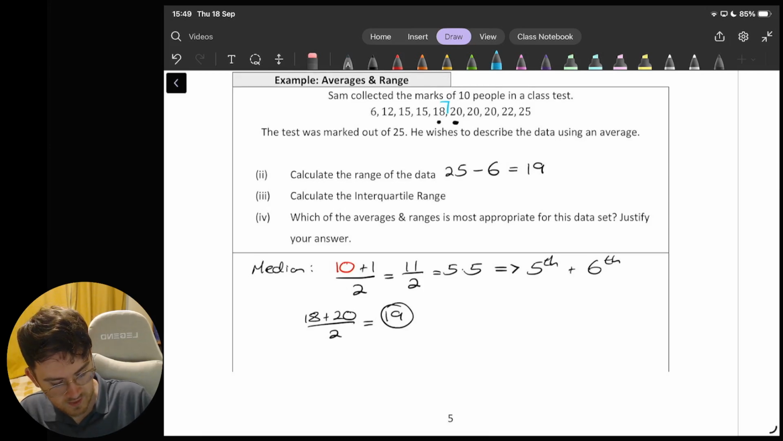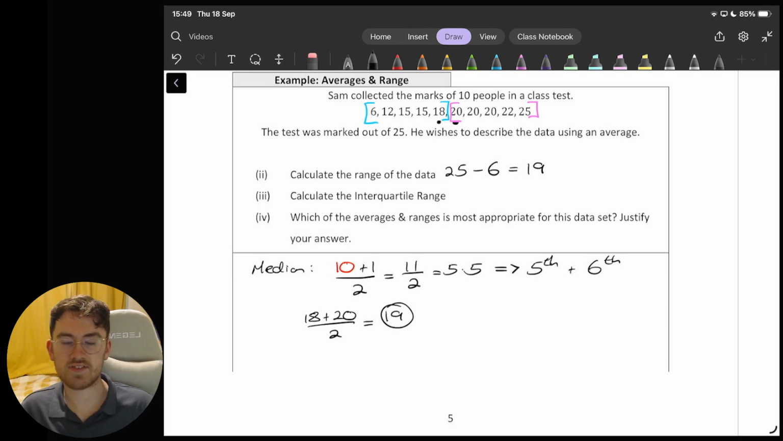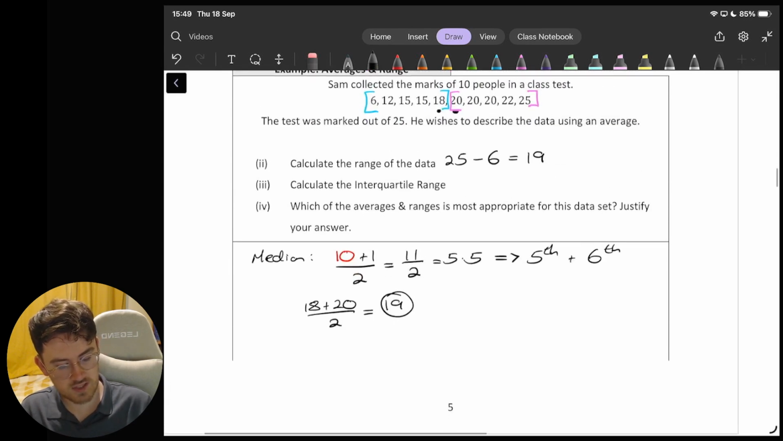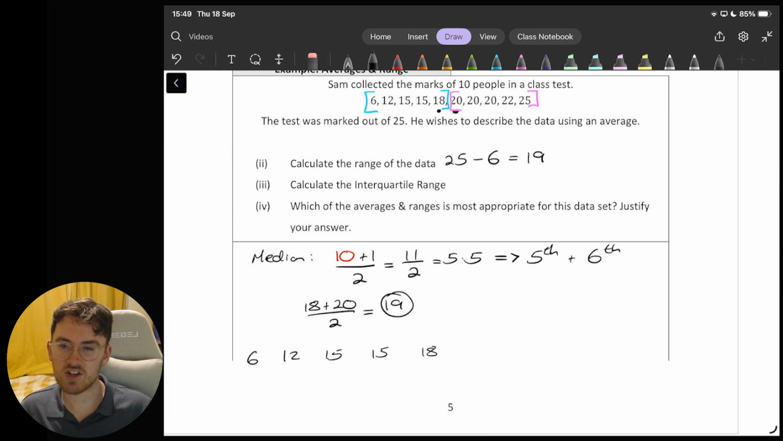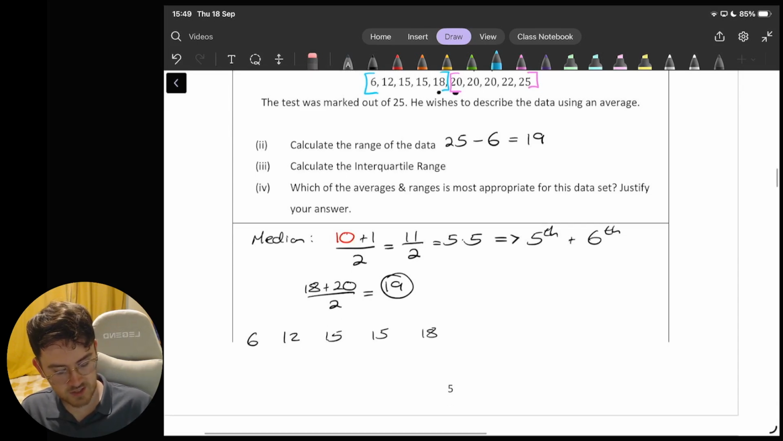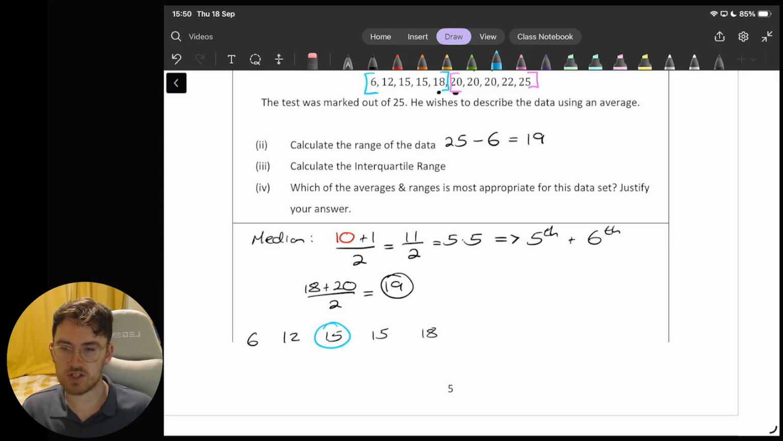Now that we've calculated that, we are going to ignore our median and take our data, which has been split into the two halves now. And we are going to use this to calculate our quartiles. If we take the blue section here, 6, 12, 15, 15, and 18, there are 5 terms in this data set. And the middle term would be the 3rd term. If I wanted to calculate it properly, 5 plus 1 is 6, divided by 2 is 3.